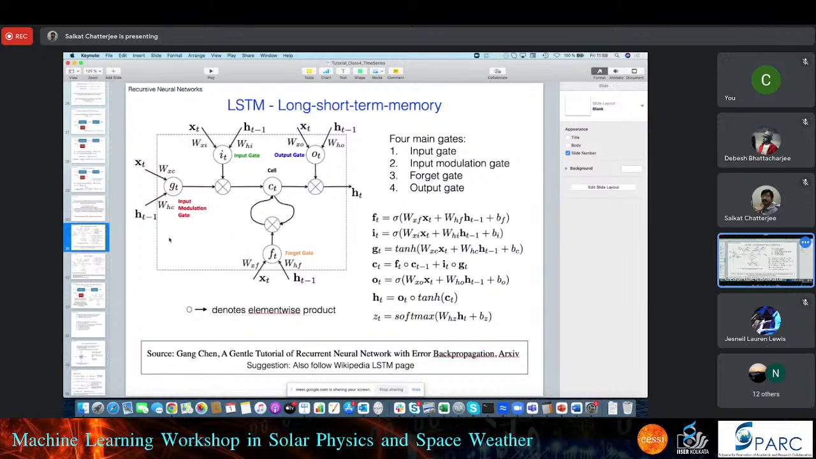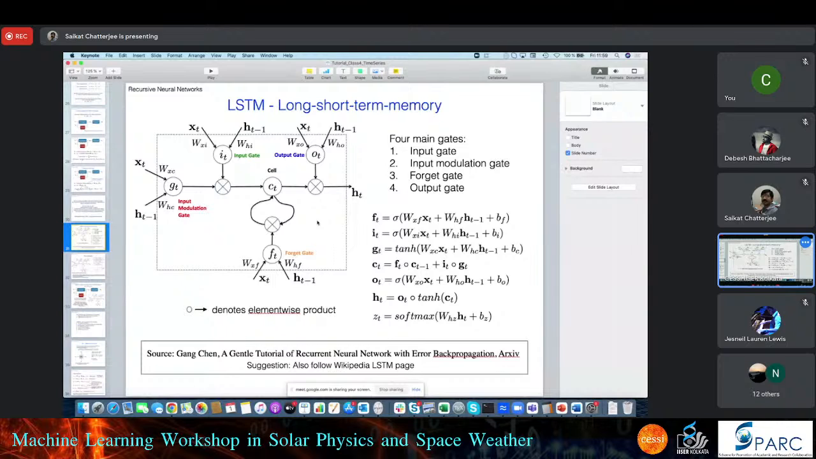It is like this. I have to generate my ht as the hidden state sequence, but in the generation process of ht, there are several gates: the input gate, input modulation gate, forget gate, and output gate. Typically, four gates are there in the original LSTM case. You can follow the Wikipedia LSTM page, or there is a nice article which I wrote down here. I have taken the picture also from them.